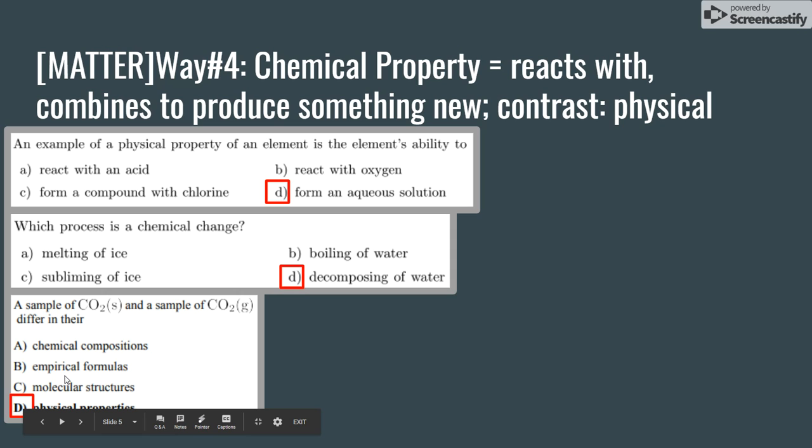If you look at empirical formula, it just means the simplified formula of that compound. In this case, here we have CO2 and CO2. There's no way to simplify this ratio of 1 to 2, so it would just be CO2 as its empirical formula. Likewise, the molecular structure is the same whether you're a solid or a gas, because we're not changing the chemical composition. Therefore, the only thing that we're really changing here is the phase in which carbon dioxide is in. It's a solid in this case and a gas in this case. Recall that phase changes must be a physical property. Let's try another one.